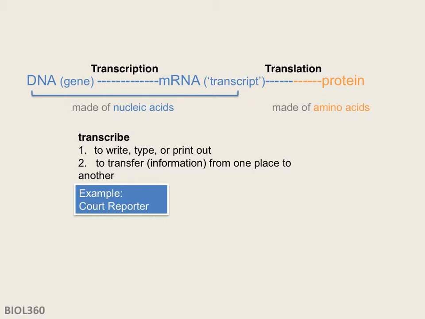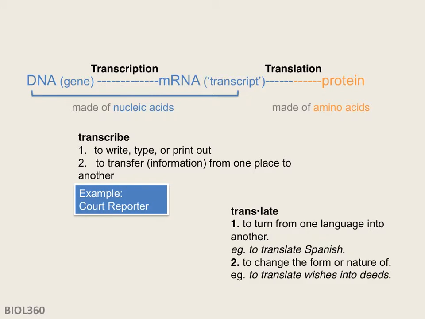So transcription and then translation. Transcribe is to write, type, and print, and then transfer information from one place to another. And then translation is to turn from, let's say, one language into another. I guess it's not really a good heuristic model for thinking about it. Just remember, with mRNA, you're getting a copy of the DNA, except it's in an RNA form that can then be translated into a protein.